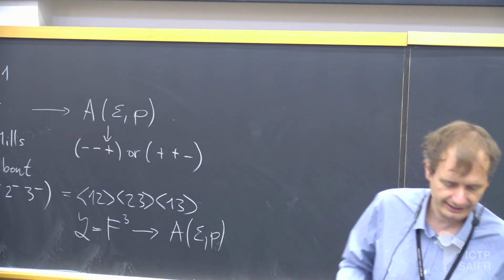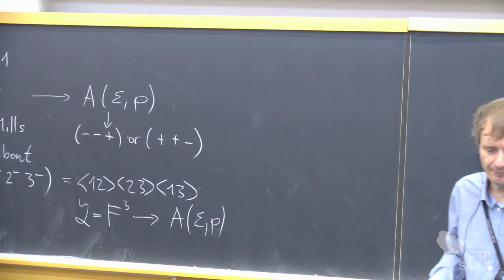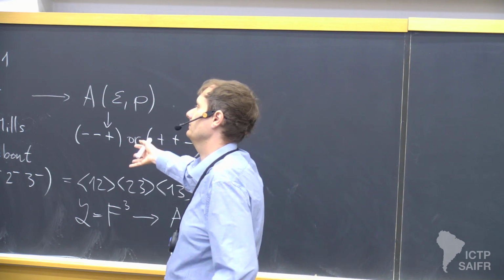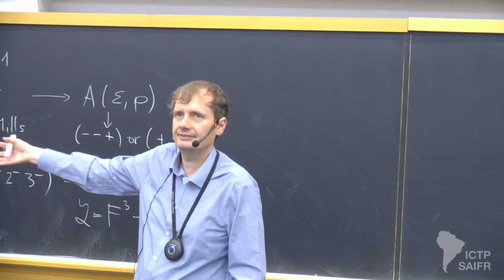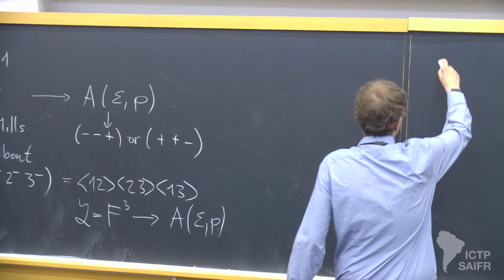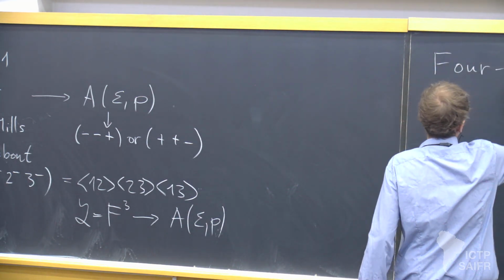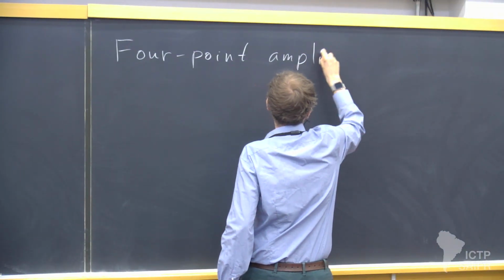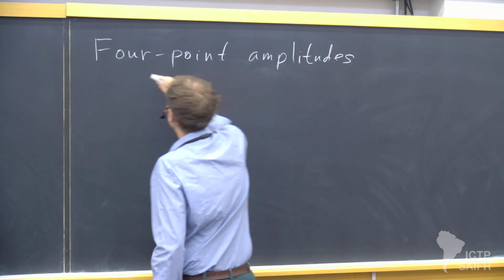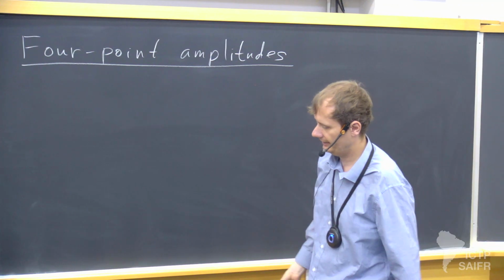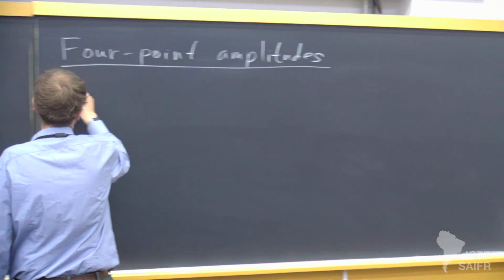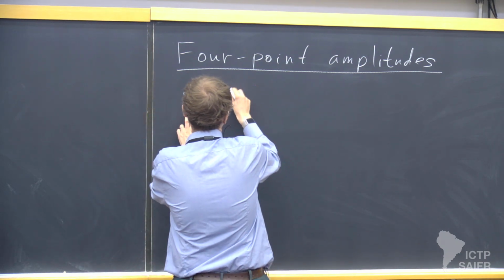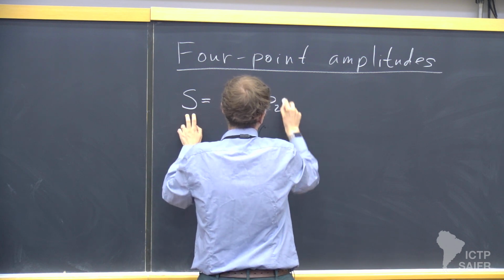Let's now discuss 4-point amplitudes. And for 4-point amplitudes, and higher as well, this rigidity is not there. Yeah? For 4-point amplitudes, we can define Mandelstam variables, kinematical invariants. We have 3 of them, S, T, and U, S being (P1 plus P2) squared.